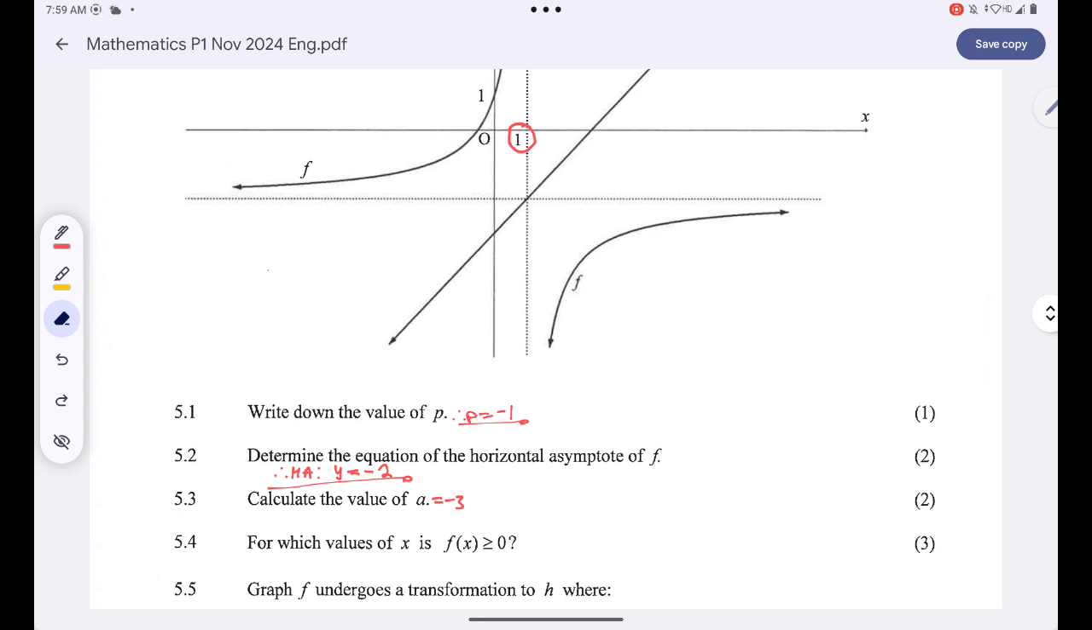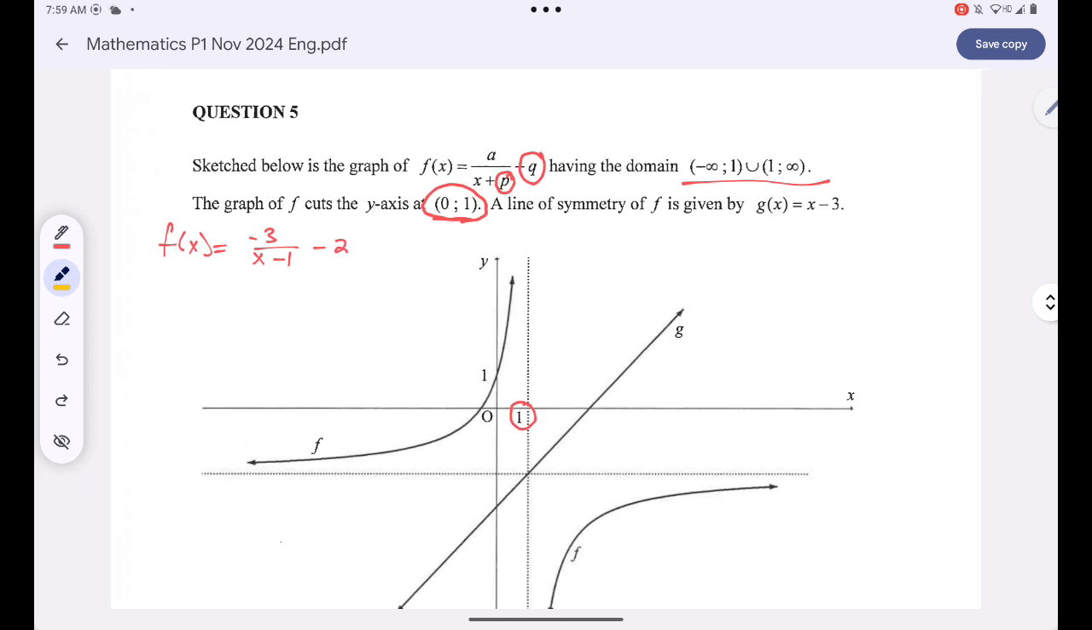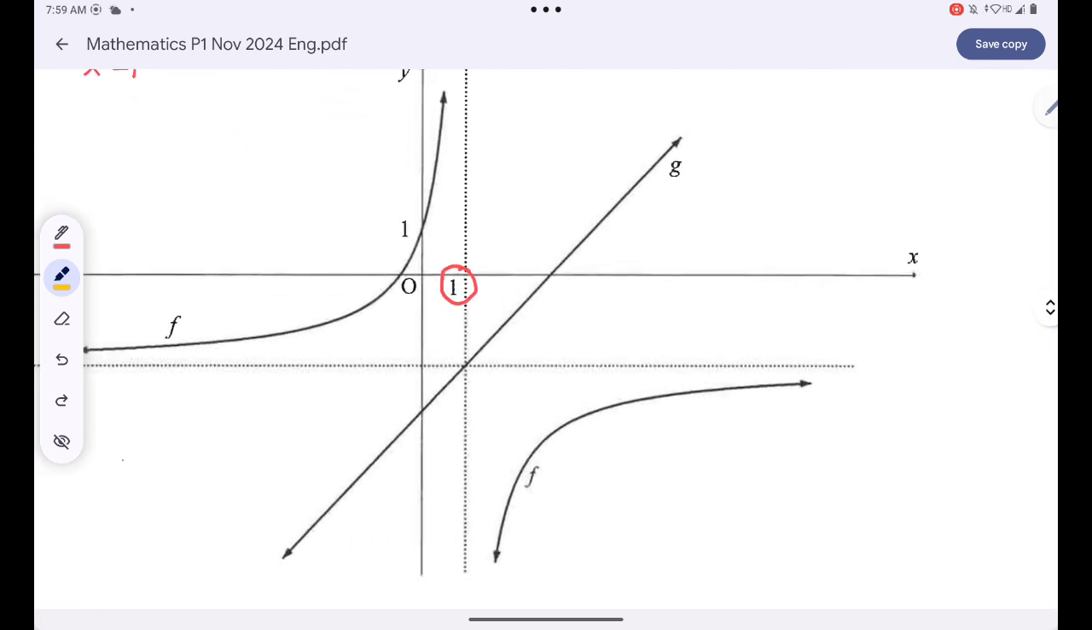We are being asked the values of x for which our graph is greater or equal to 0. This thing of f of x being greater or equal to 0, basically they want us to find the values of x for which our graph is above the x-axis. Are you together? Our graph is above the x-axis only in this region, between the x-intercept and our vertical asymptote. So if we can find our x-intercept, we can therefore be able to answer this question over there.